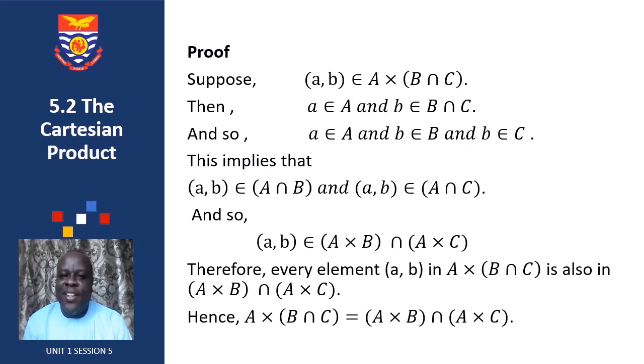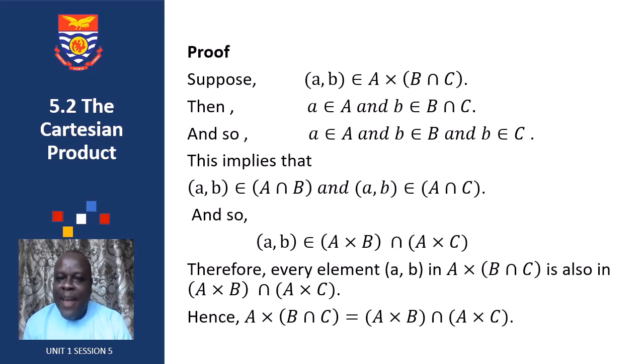So suppose that the ordered pair (a, b) is a member of set A cross (B intersection C). Then it means that a is a member of set A and b is a member of B intersection C. This means that a is a member of set A and b is a member of set B, and the same b is a member of set C.